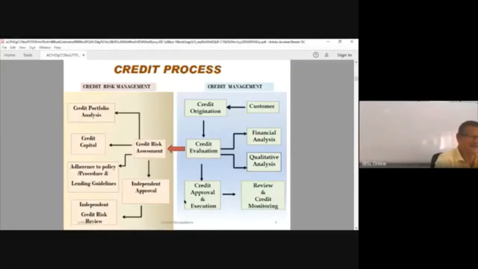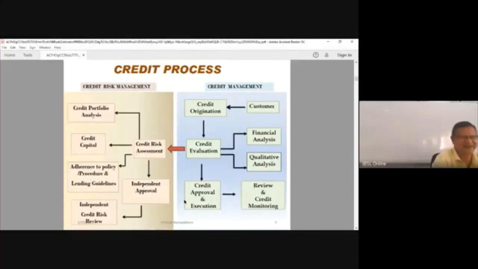Credit risk management is a back office function. They don't meet with customers, but on the papers you provide through credit management, they assess the risk. So this is the difference between these two management processes. Our main idea is to actually do credit risk management, but I will briefly touch on credit management, which we have already learned from other presenters.